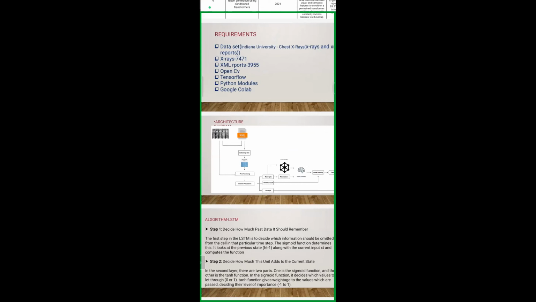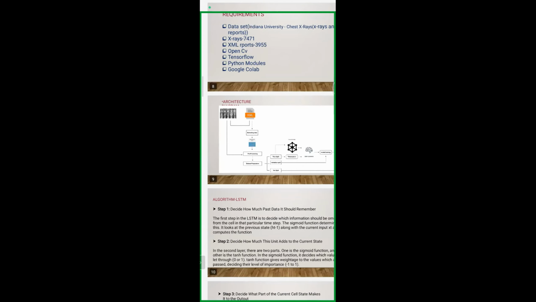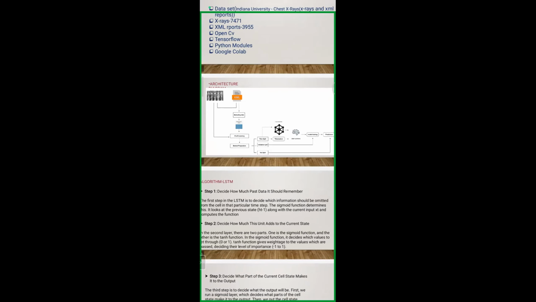For this project we need two datasets. One dataset consists of X-ray images, and the second dataset is mapped to the X-ray dataset. That means each X-ray image has an XML report. In that XML report, we have the findings, impressions, and the X-ray ID of that image. From that, we extract the XML data; for every image there is an XML report.